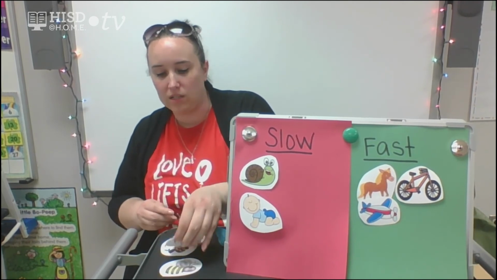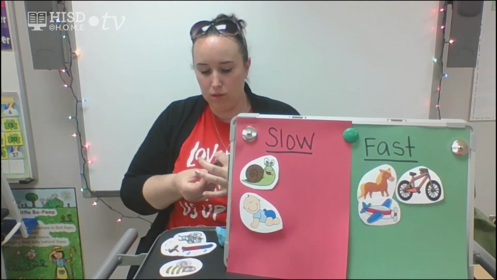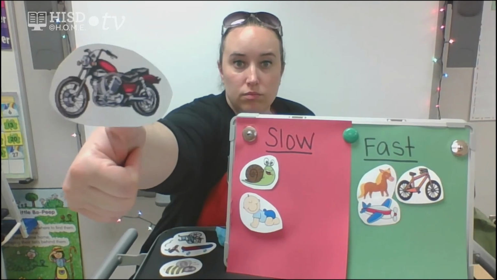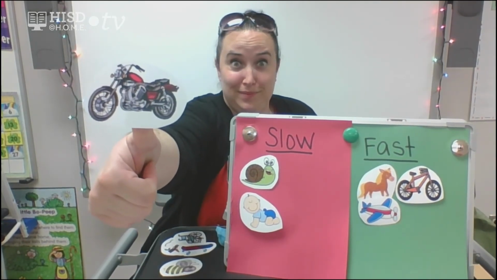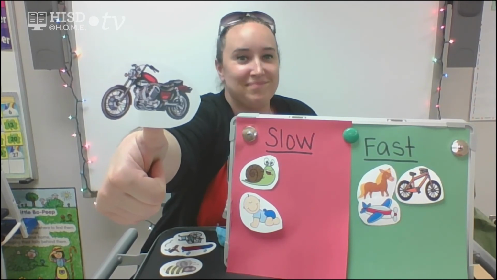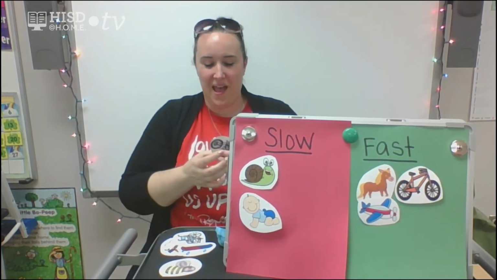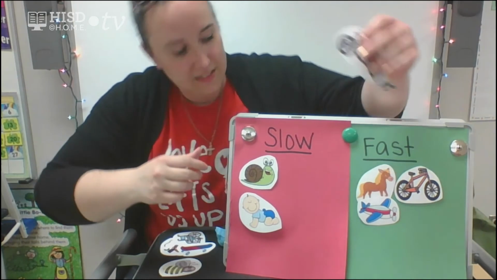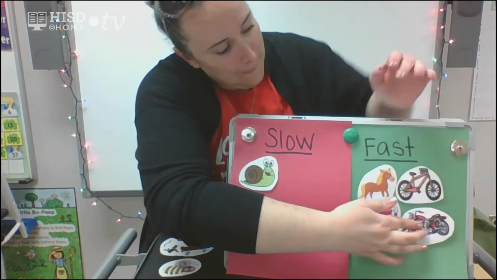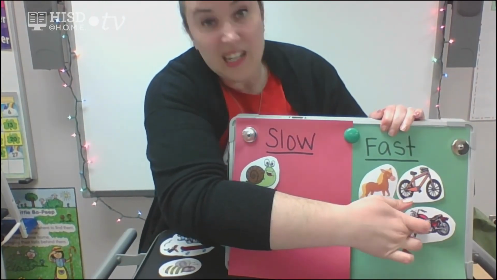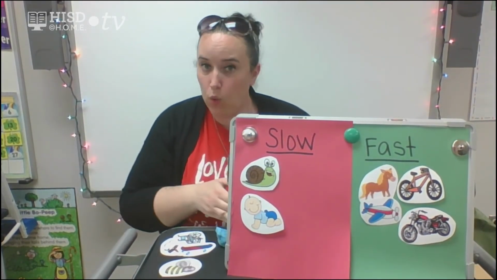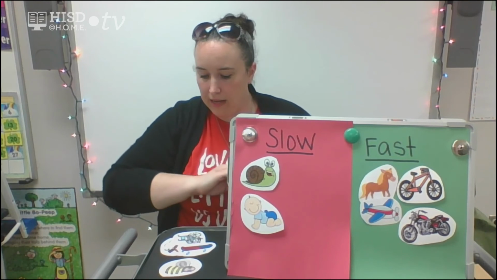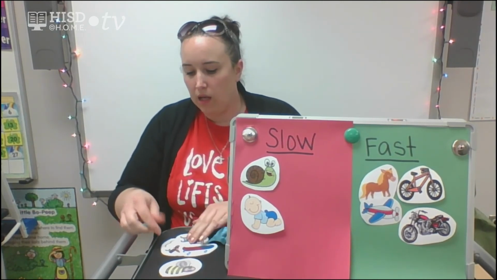What about vroom vroom? A motorcycle. How does a motorcycle move? Fast or slow? Fast. Oh yeah, a motorcycle can go fast. Excellent. Like the bicycle or the airplane or the horse, that motorcycle is moving fast. Woo!